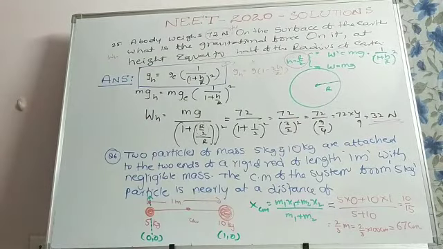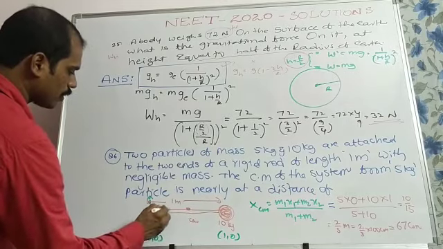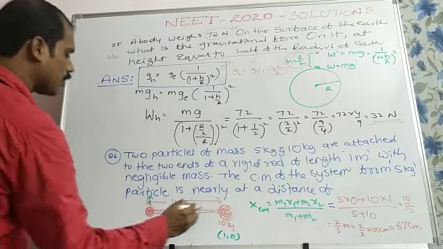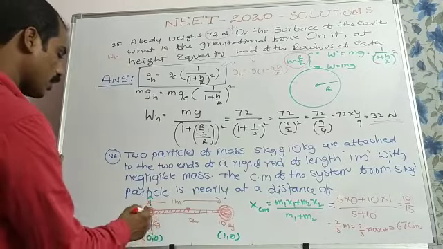And now here is another question. Two particles of mass 5 kg and 10 kg are attached to the two ends of a rigid rod of length 1 meter with negligible mass. The 5 kg body is placed at the origin, taken as 0, 0, and it will be considered the axis of rotation.